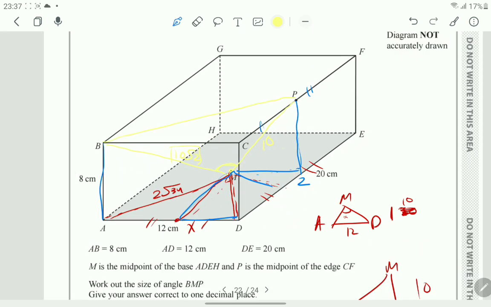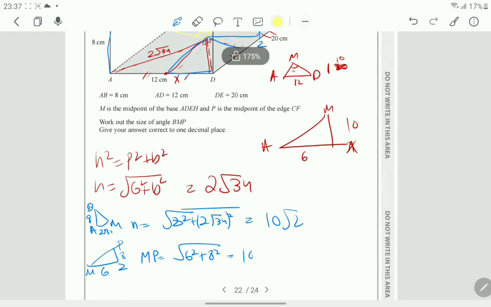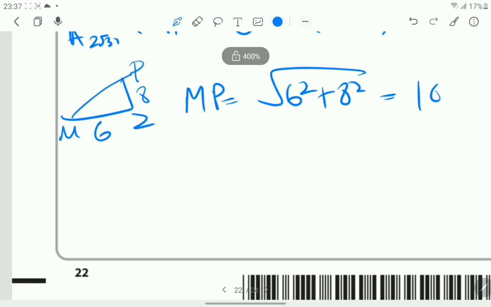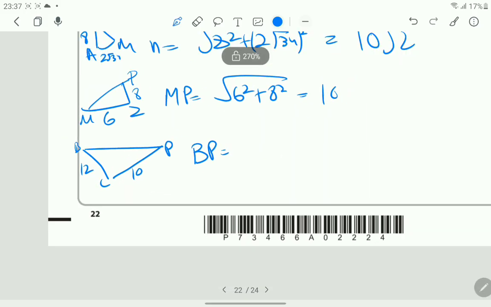and the final important length is BP to form our triangle BMP. And in order to find BP, we can use these sides as well, BC and CP. We know that BC is 12 centimeters and CP is 10 centimeters. So another triangle, the shape of which would be something like this. BCP, this is 12 centimeters and this is 10, so BP would be the square root of 12 squared plus 10 squared.